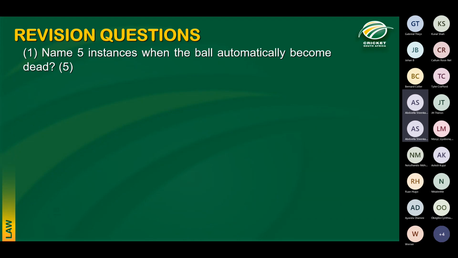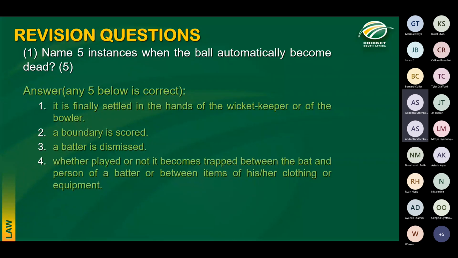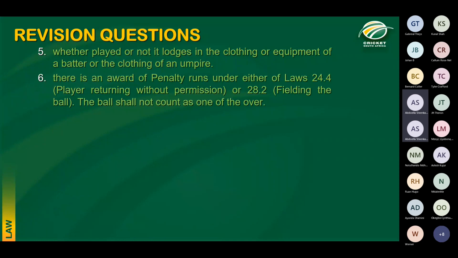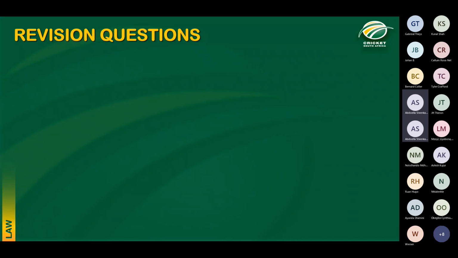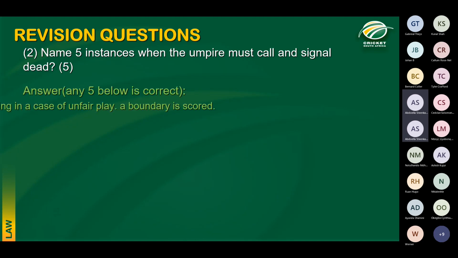So to quickly go through last week's revision questions, 5 instances where the ball automatically becomes dead. There are 8. Any 5 will do. Settled in the hands of the wicketkeeper, boundary scored, batter dismissed, trapped between batter and person, lodged in the clothing or equipment of the batter or of the umpire. There are 8, any 5 will do. Next one, in 5 instances when the umpire must call and signal dead ball. There are 14 of them, any 5 will do.